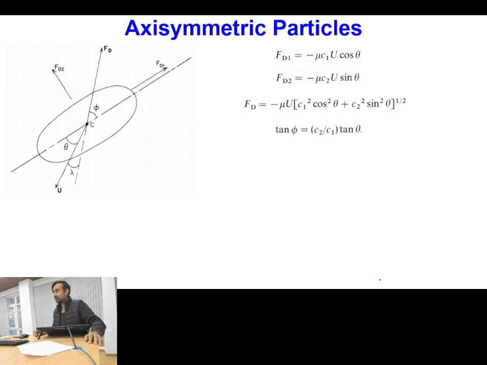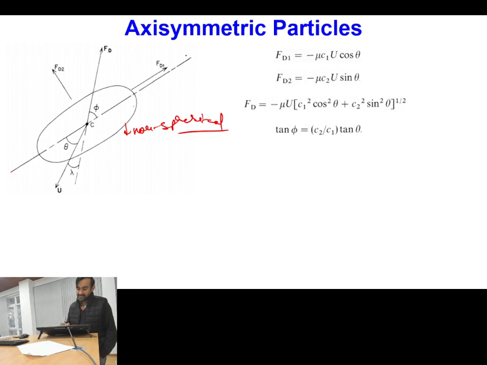The radius of the particle will be considered as the equivalent particle settling factors, whatever we have seen earlier. In one direction, its projected area and then its factor. So this is a typical representation of an axisymmetric particle. So here you can see the particle is non-spherical, but about this axis it is nothing but symmetric.